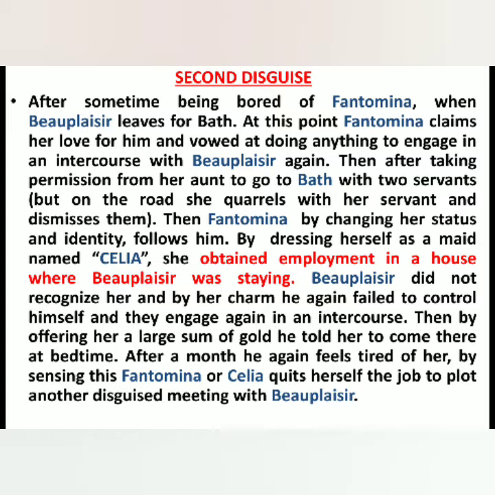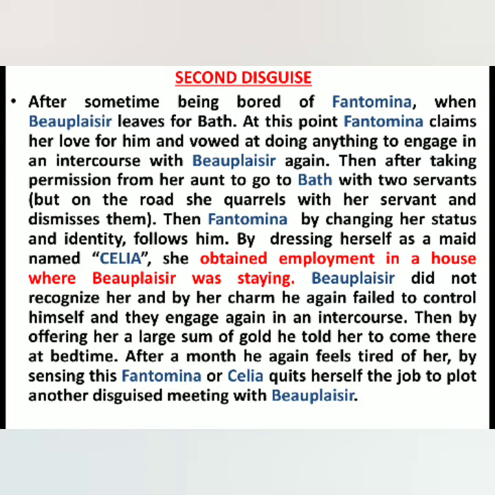Okay. But in order to get rid of her servants, she quarrels with them and dismisses them. Then Fantomina, by changing her social status and identity again, follows Beauplaisir. By dressing herself and acquiring the manner of a country maid, she names herself Celia and obtains a job in a house where Beauplaisir was staying.